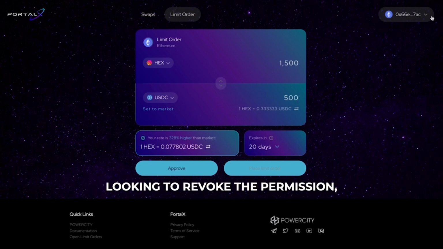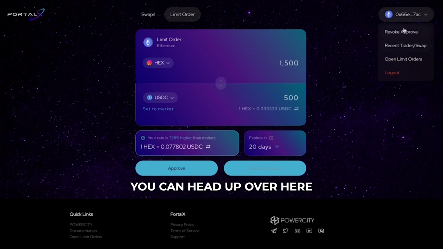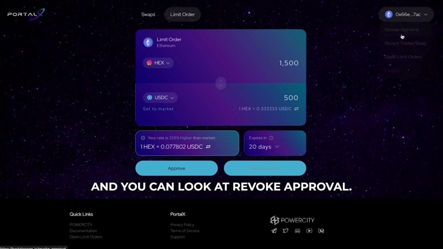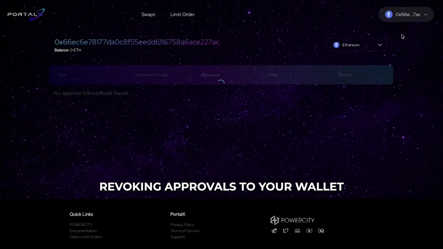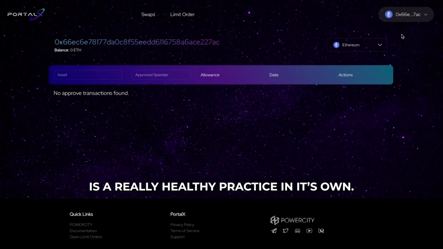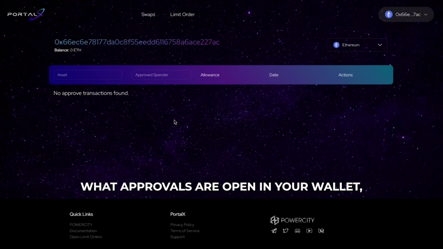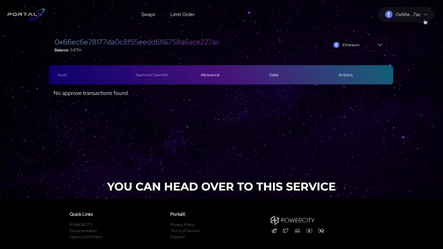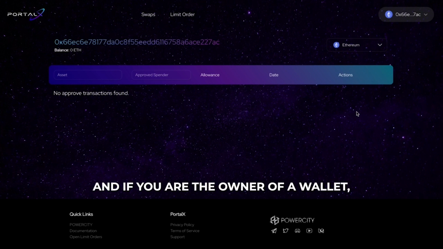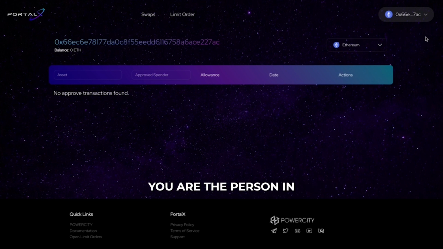When you are looking to revoke a permission, you can head up over here and look at revoke approval. Revoking approvals to your wallet is a really healthy practice in its own right. Should you have any open approvals, or if you want to look at what approvals are open in your wallet, you can head over to this service that PulseX provides to users. Again, be careful what you are revoking. Some permissions you may need open to your wallet, but always be careful if you do have open permissions, because the one thing in DeFi is to protect your funds. And if you are the owner of a wallet, you are the person in charge of that wallet.